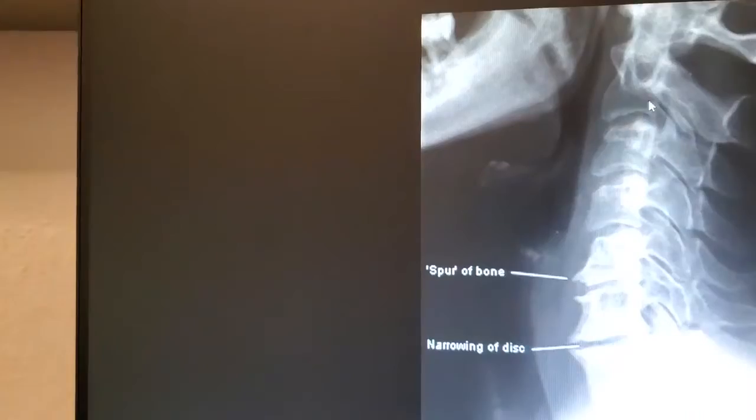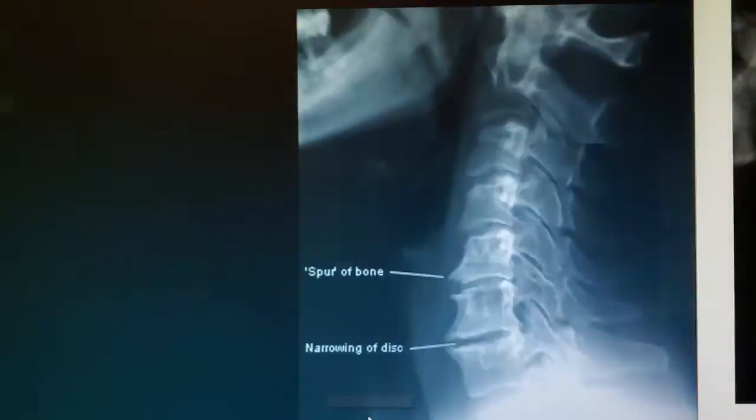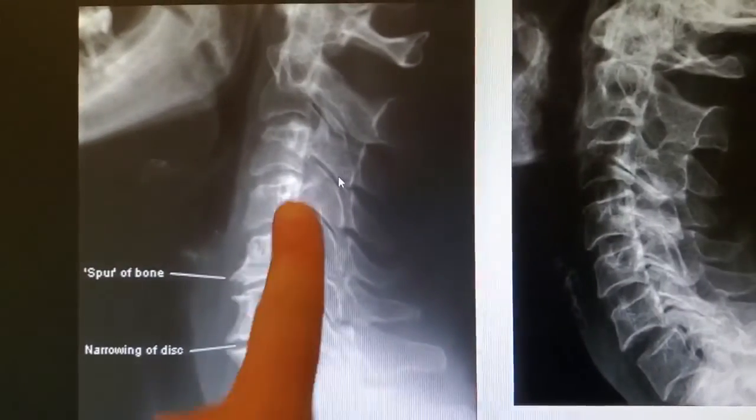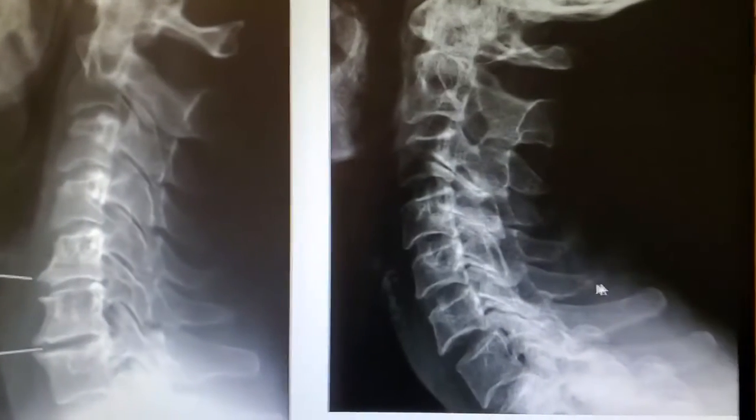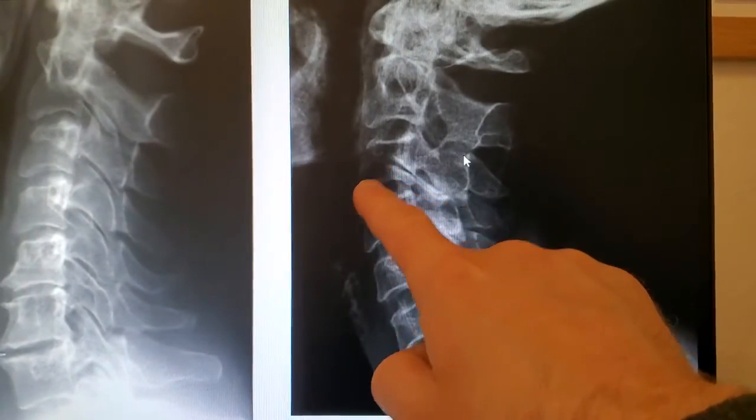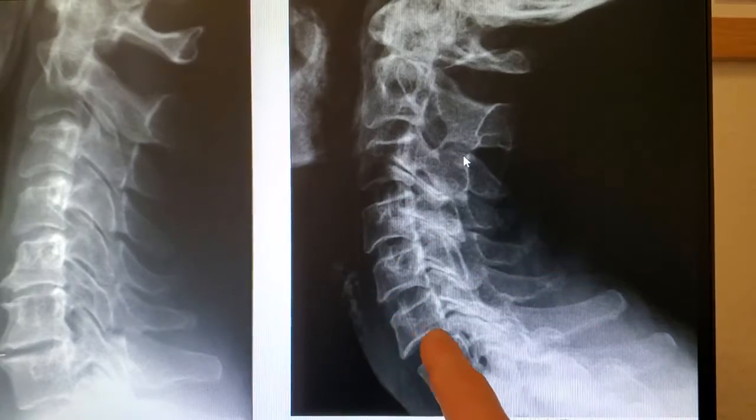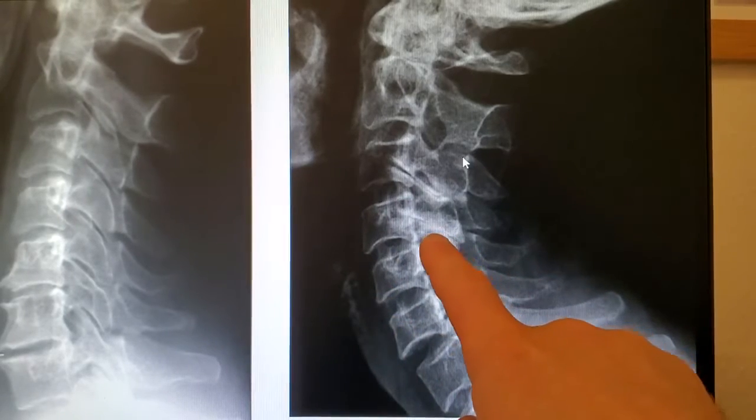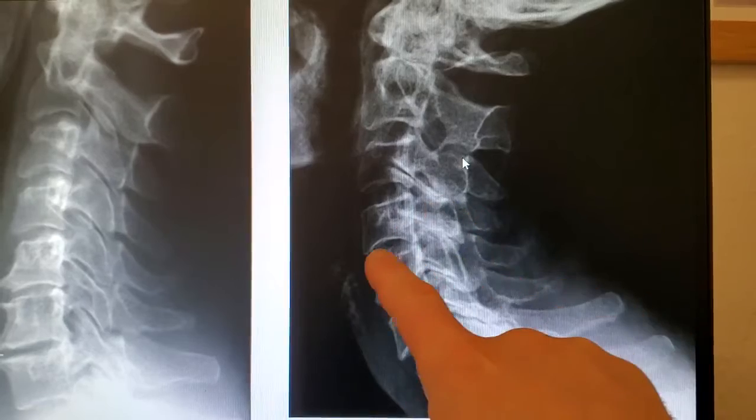Now I want to show you another one quickly. And that is this picture here. I'm going to bring this up as well. So this is the one we just looked at. This one, now look at these beautiful disc spaces. There's basically a little bit of arthritis in these joints here, but the discs are maintained.